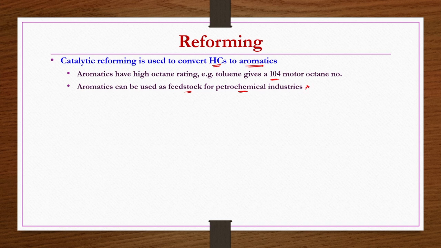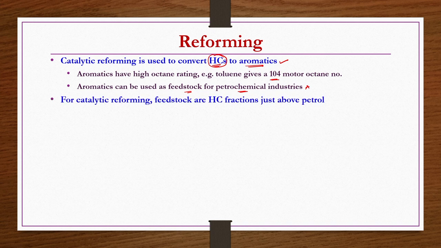Then what kind of hydrocarbons are used for reforming so as to get aromatics? That's the next question. In general, naphtha grade hydrocarbons are used for catalytic reforming. The feedstock is the hydrocarbon fraction just above the petrol or light ends. In the light ends, primarily you have petrol, right? There are other components as well, as we have already discussed, but primarily it is petrol.